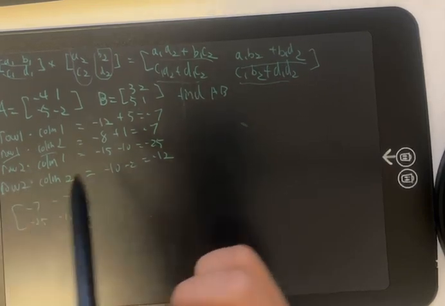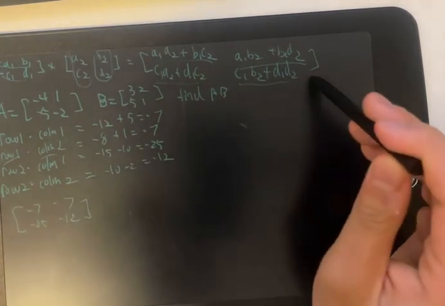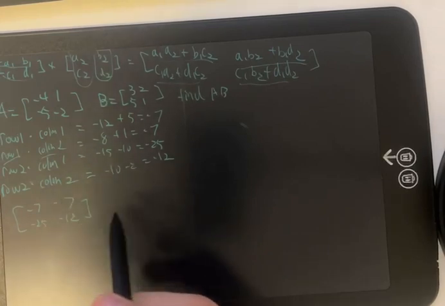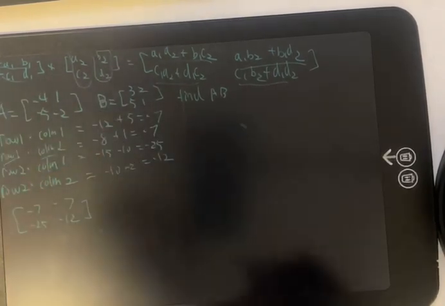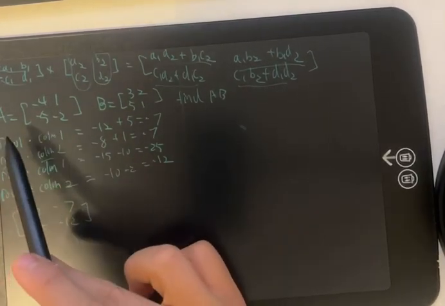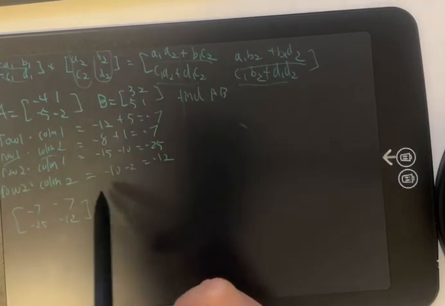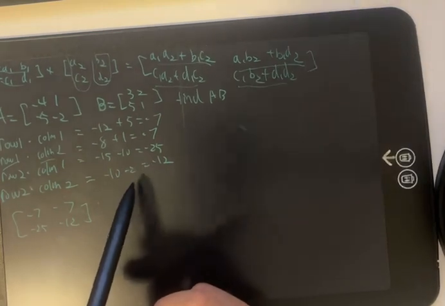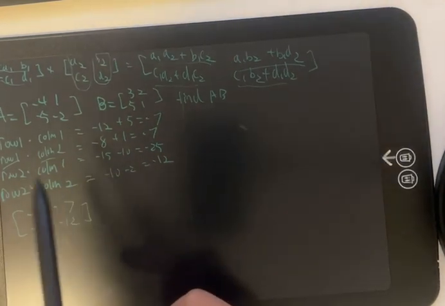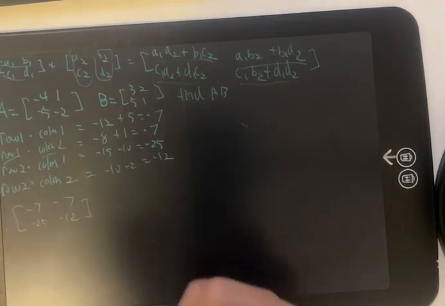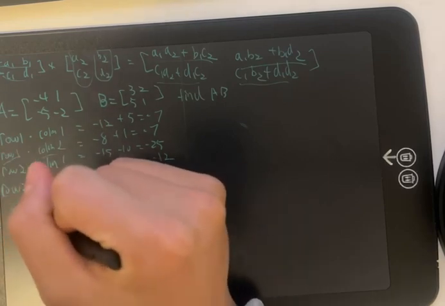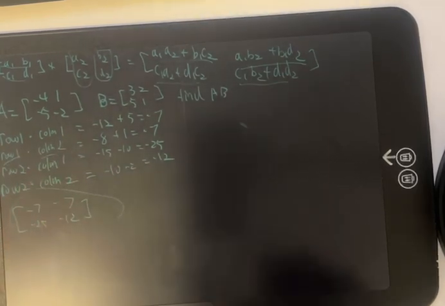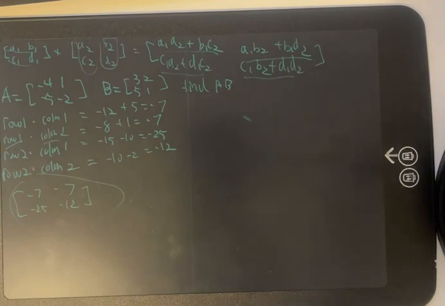And then for the final number, which is the number right here, row 2 times column 2, we have -5 times 2, we get -10, and then -2 times 1, and we get -2. And then -10 minus 2 equals -12. So this is our final answer: -7, -7, -25, and -12. And this is how I solve it.